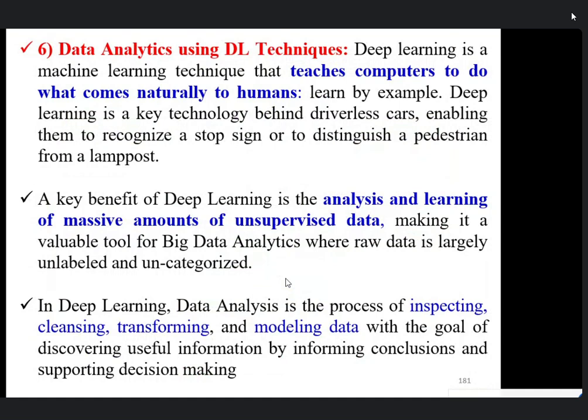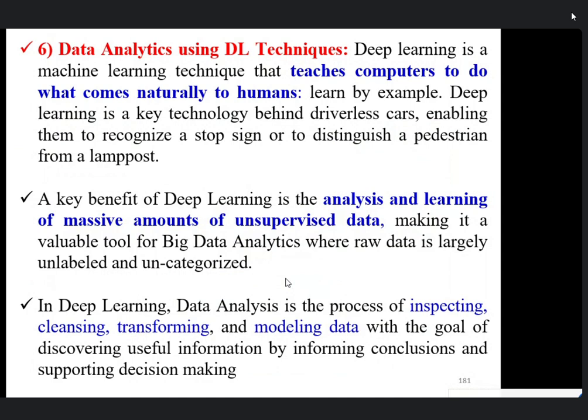Then data analytics using deep learning techniques. Deep learning is an extension of machine learning technique that teaches computers to do what comes naturally to humans, learn by example, and learning from the observational data in a deep manner by applying various input and hidden layers, etc. A key technology behind driverless cars is also done with the help of deep learning, enabling them to recognize a stop sign or to distinguish a pedestrian from a lamppost.